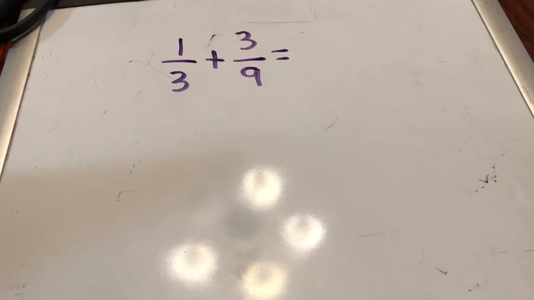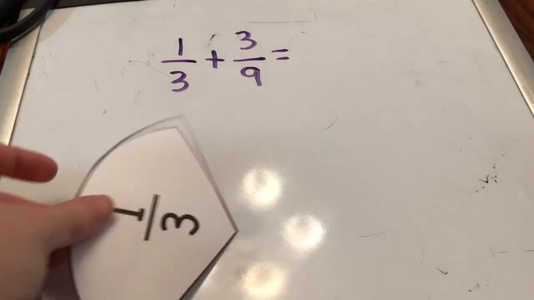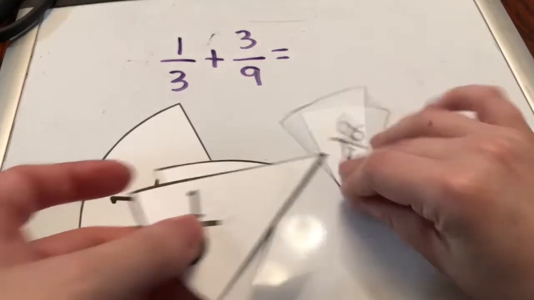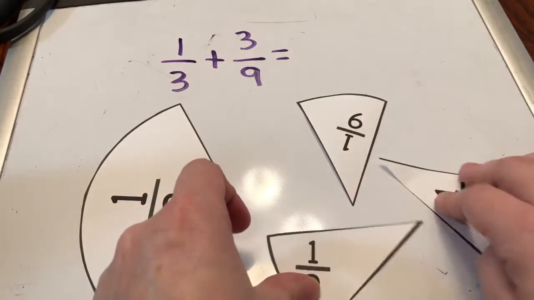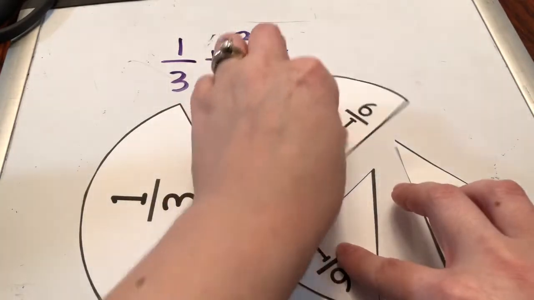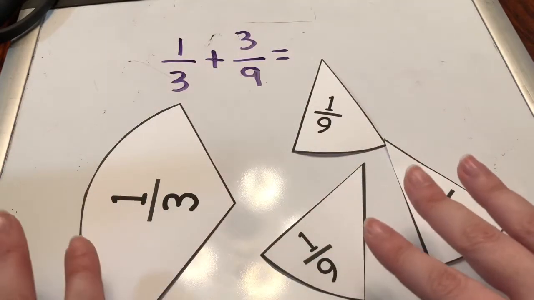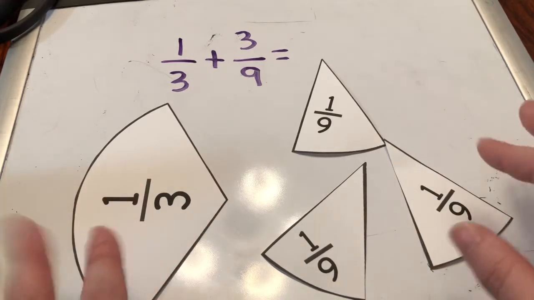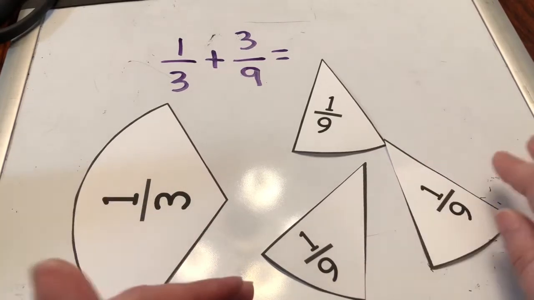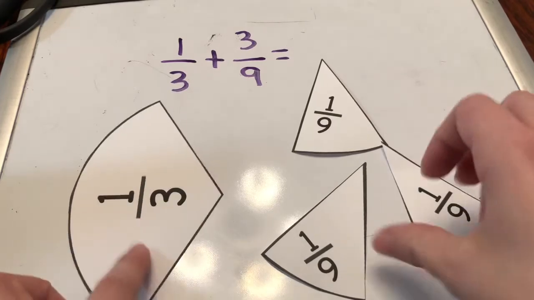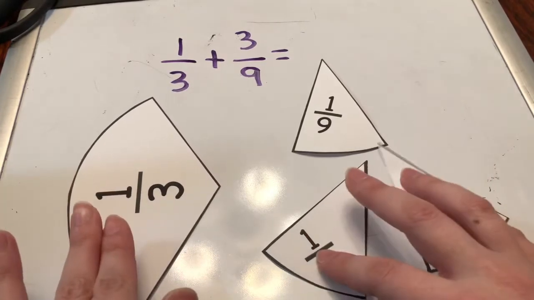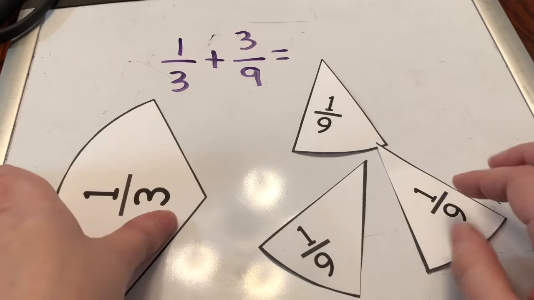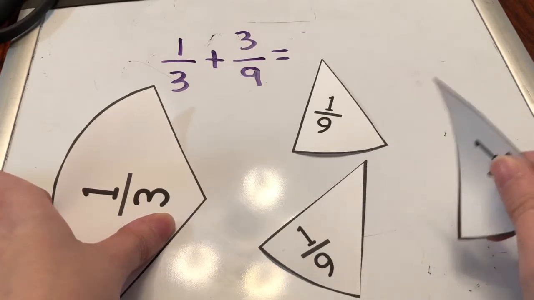Okay, so here I have 1/3 plus 3/9. Okay, now we know that we can't add these together the way they are right now because they're different denominators. They're from different fraction families. So one of them needs to change. In this case, we're going to change our 1/3 to our 9ths. We usually change the bigger fraction to the smaller fraction.